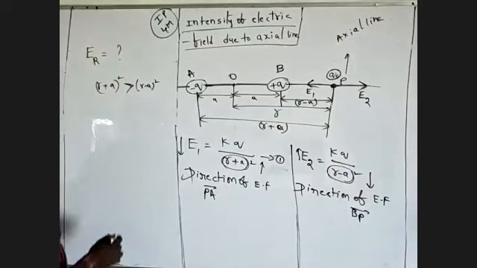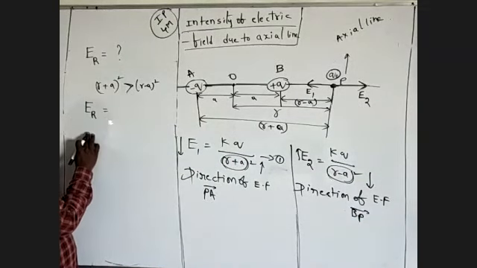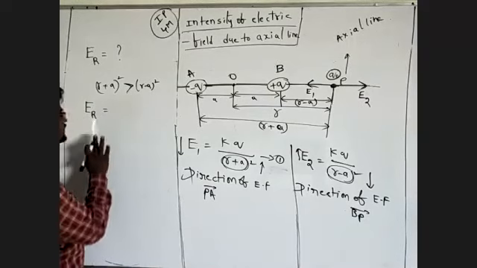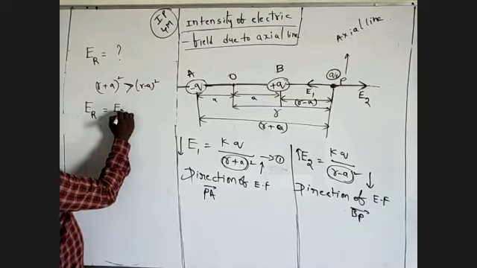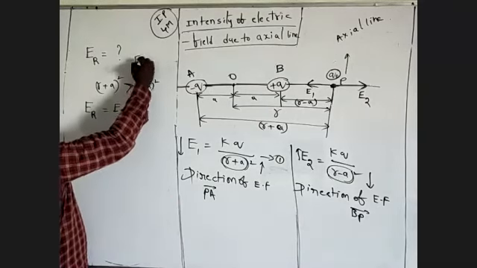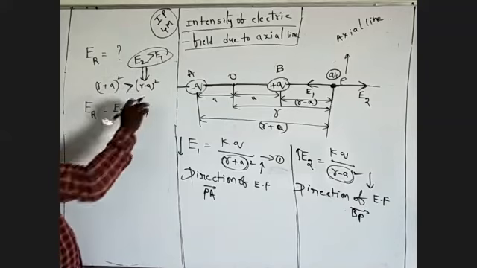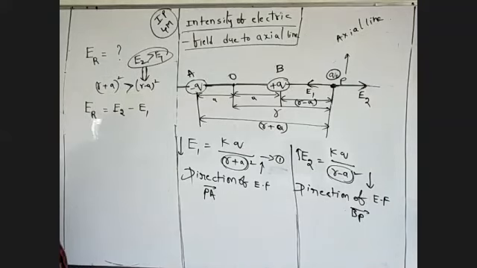Now the resultant intensity of electric field at the P point: E2 is greater than E1. So what is the reason? The reason is the distance between the two charges.